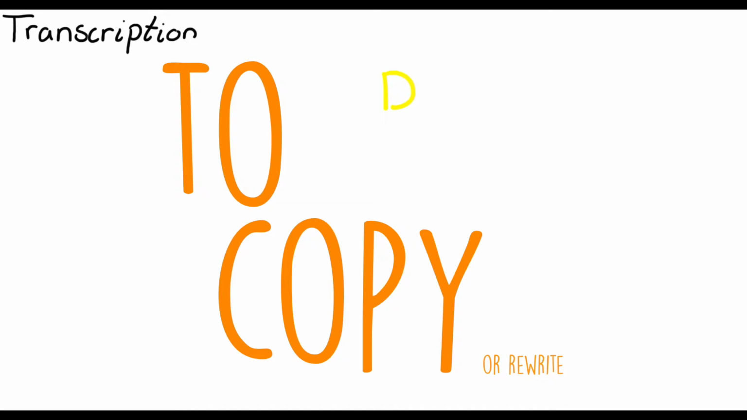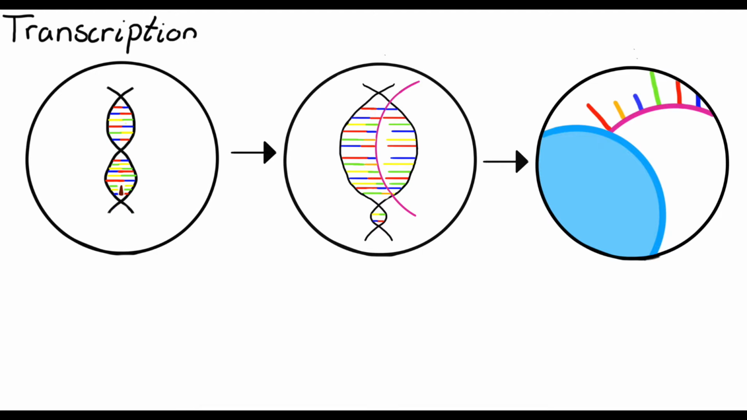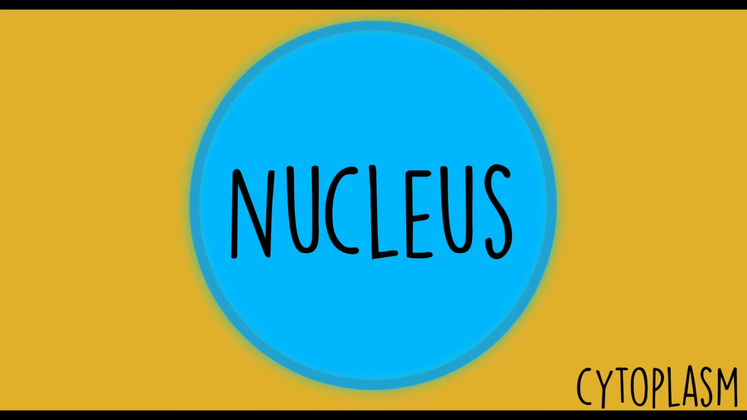Transcription can be simplified to be known as making a copy or rewriting information. This is because in this stage, DNA is copied onto mRNA. Transcription can be simplified into 3 major stages: unzipping, copying, and transporting. All of these events take place in the nucleus.